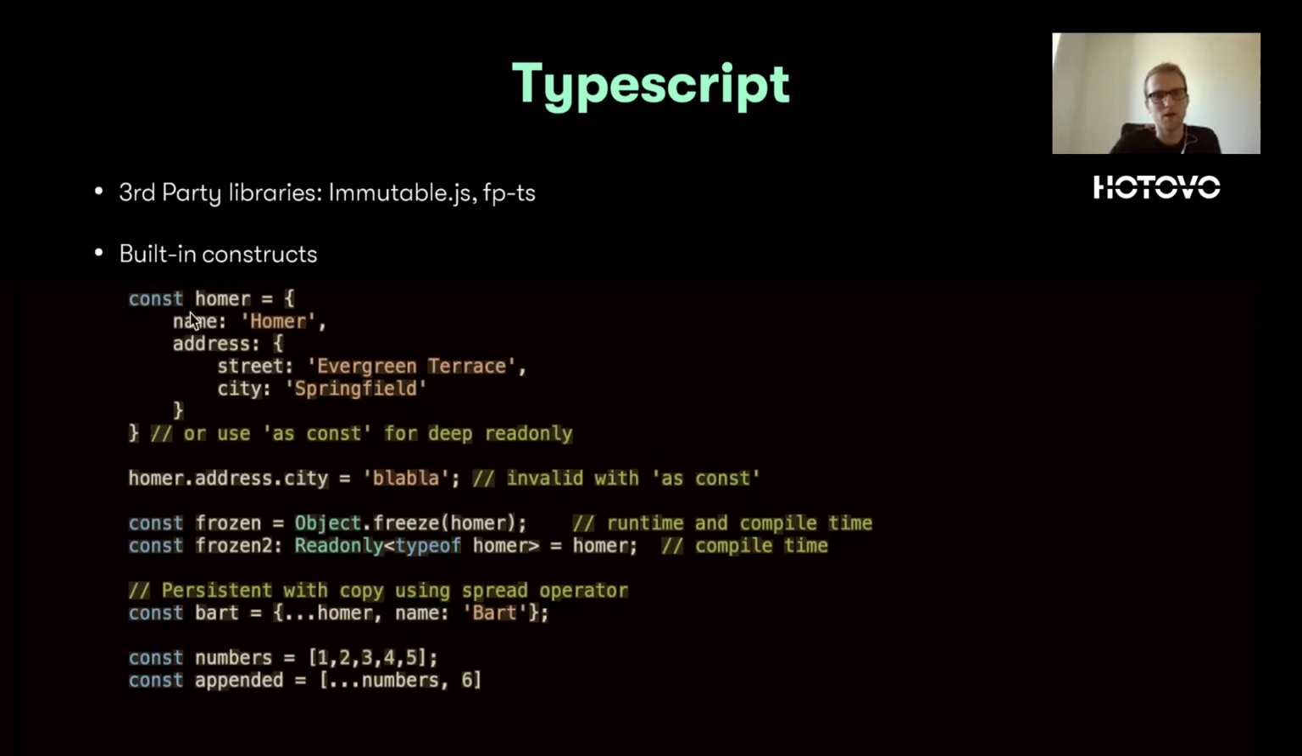So how do we make this immutable? The first trick is to use as const. This is something available in TypeScript, and what's really nice about it is that it makes the whole object read-only on all levels. So I wouldn't be able to change homer.name nor homer.address.street. All of the fields here would be immutable or read-only.